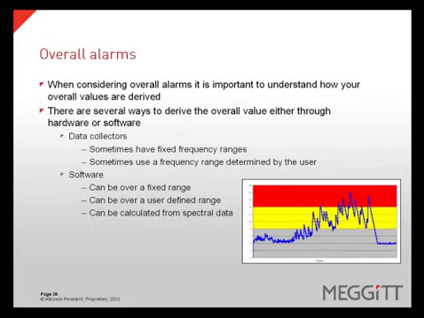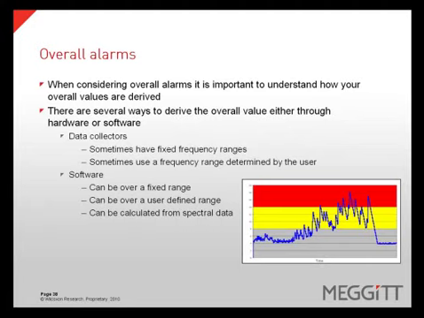Overall alarms can be obtained using different methods. This is a big part of why all overalls from different data collection devices do not match exactly. The overall vibration level can be obtained using data collector hardware designed to detect the overall vibration, or can be calculated using the software, typically from the spectral data. When using the data collector hardware, the overall may be calculated using a fixed range determined by the data collector, or sometimes the user can determine what the frequency range to be used.